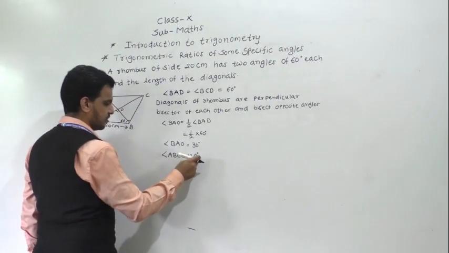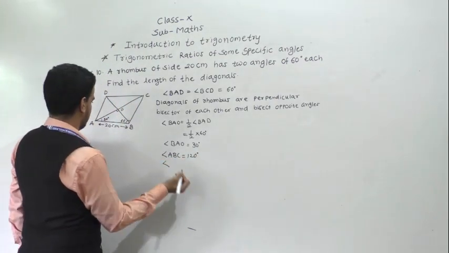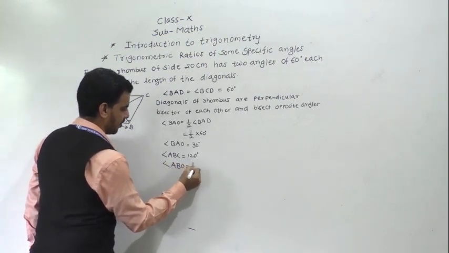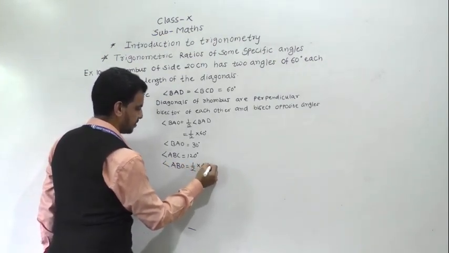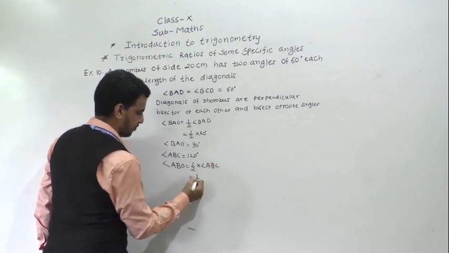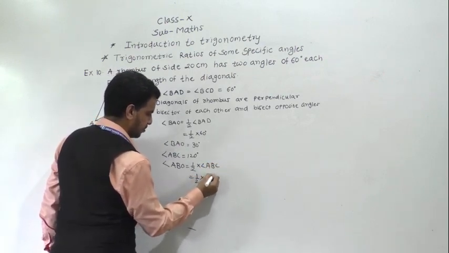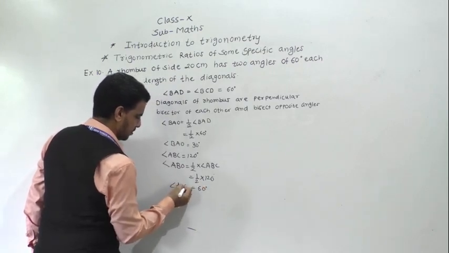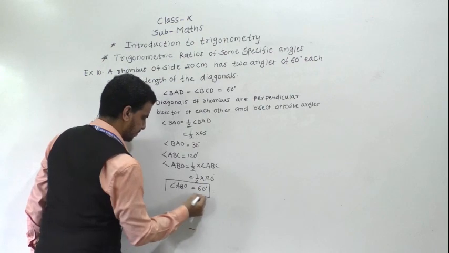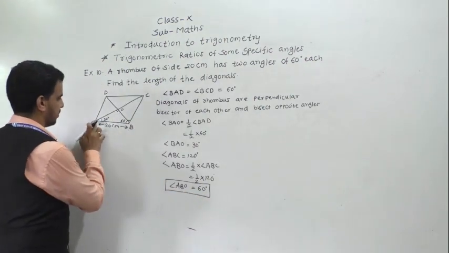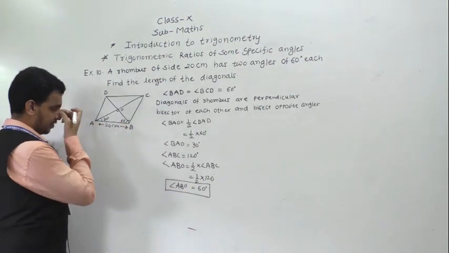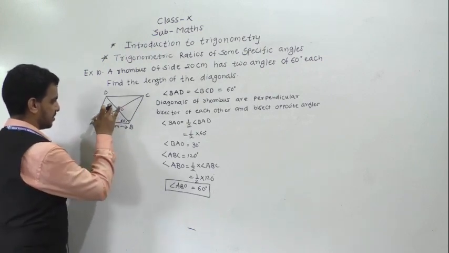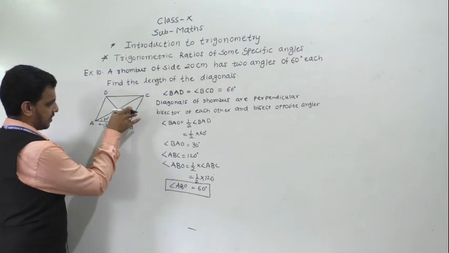So if angle ABC is 120 degrees, angle ABO is equal to half of angle ABC, so half of 120 degrees is 60 degrees. So angle ABO is 60 degrees. Now in triangle AOB, we can use trigonometric ratios and find side OA and side OB.